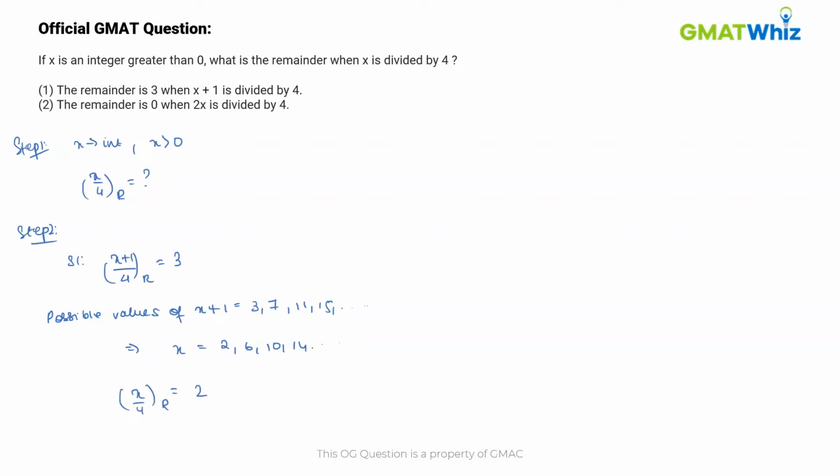And even though we are getting multiple answers of x, we can still conclude that we can answer the question with a definite yes, because all the possible values of x when divided by 4 give the same remainder. So statement 1 is sufficient, and out of the given options, we eliminate B, C and E.